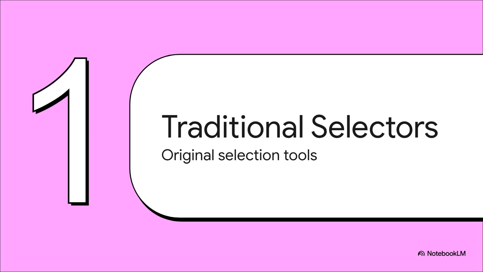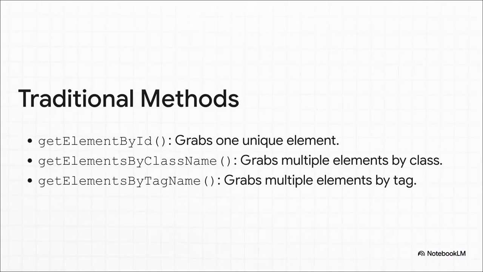All right, let's take a little trip back in time. We're going to look at the original tools developers had in their toolbox for reaching into the DOM and grabbing the elements they needed to work with. So these were the original workhorses. Got an element with a unique ID? Bam! getElementById is your direct line. Need to grab a whole bunch of things that share the same class? You'd use getElementsByClassName. And if you wanted every single div or p tag on the page, you'd use getElementsByTagName.